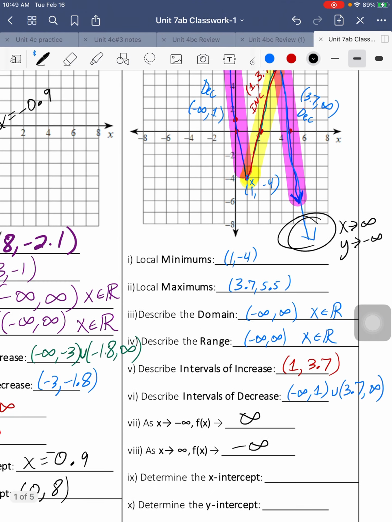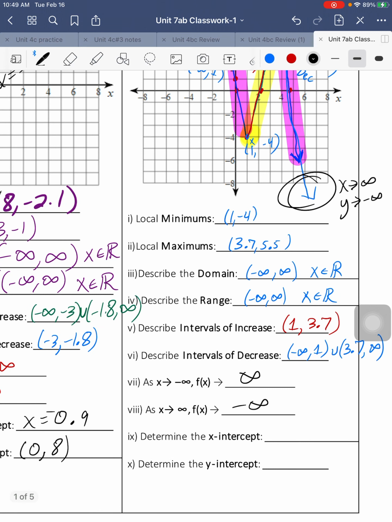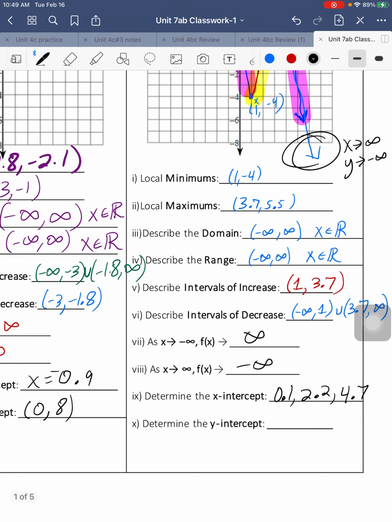All right, x-intercepts, we already have those. We can name them all. You can put them as coordinates, or you just label them out. 2.2 and 4.7. Again, I'm just doing them to the tenth place. The y-intercept was at (0, 1). You can, again, label it as a coordinate if you want, or you could just have 1. That'd be fine.